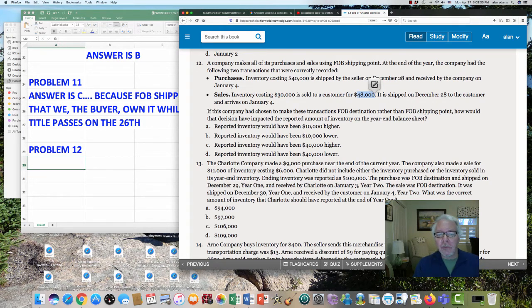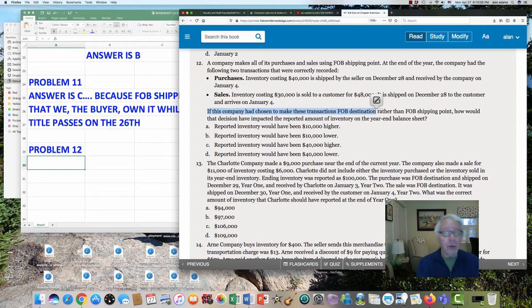Now here's the question. If this company had decided to make transactions FOB destination, both transactions, instead of FOB shipping point, how would that decision have impacted the reported amount of inventory on the year-end balance sheet? Both transactions would have been reversed. Right now, we own stuff worth $40,000 that's on a truck coming toward us, and someone else owns inventory heading out on the truck of $30,000. So right now, $40,000 is ours, $30,000 is not.